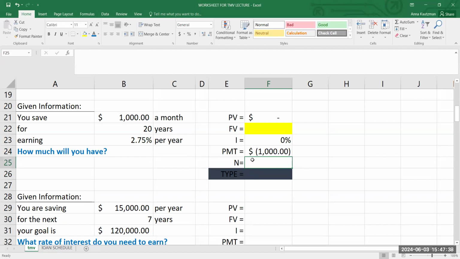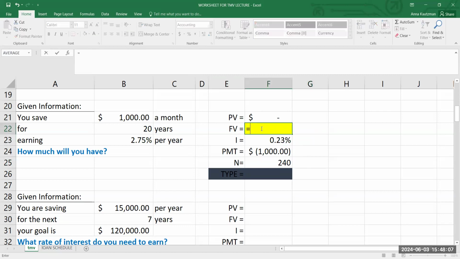The N, or N per, is the number of time periods. That is going to be equal to 20 years, but our payment and our rate now are on monthly, so it is going to be 20 times 12 months in a year. And again, I'm going to come back, fix the interest rate by adding 2 decimal places to the display. We now have all of our variables accounted for. We're going to calculate the future value of this account by using equal FV.